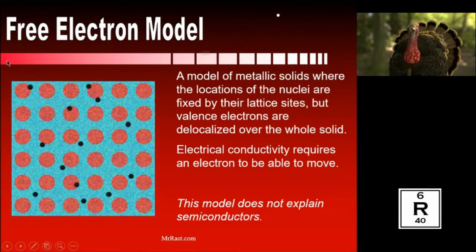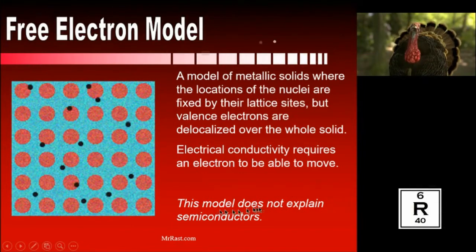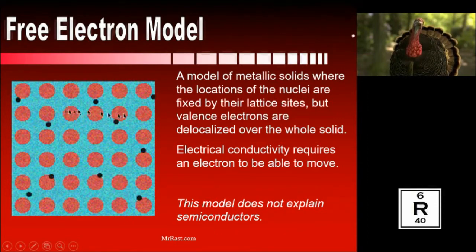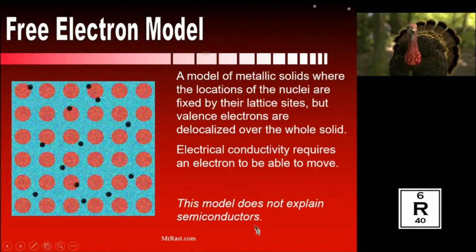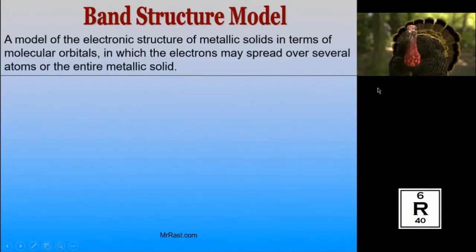It's a very simplistic model that's used, and it's pretty good, but we're going to go a little bit further in our understanding of this, because it doesn't quite explain how semiconductors work. If in a metal the electrons are not localized, and in a nonmetal they are localized, then how can this model explain semiconductors? To do so, we're going to get a little more detail on the chemical properties of elements, and we're going to talk about the band structure model. This is a model of the electronic structure of metallic solids in terms of molecular orbitals, in which the electrons may spread over several atoms or the entire metallic solid. That definition is kind of a textbook definition, so let me try to break it down and make sense of it for you.